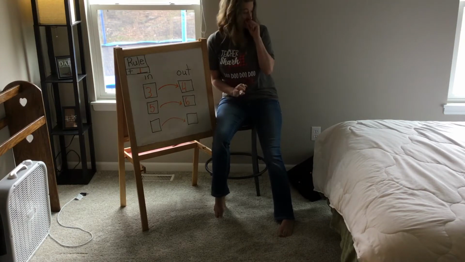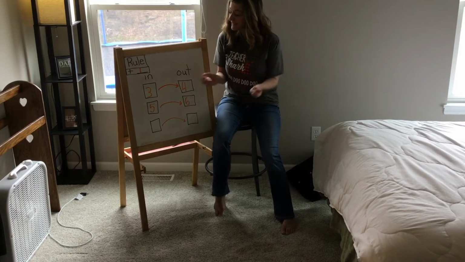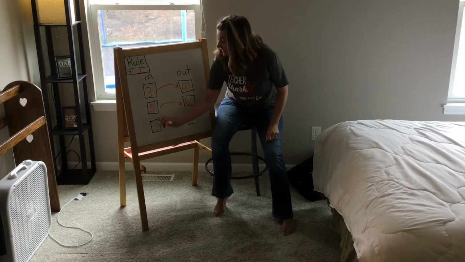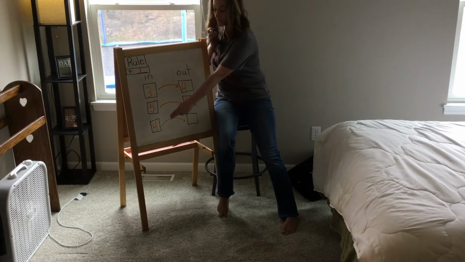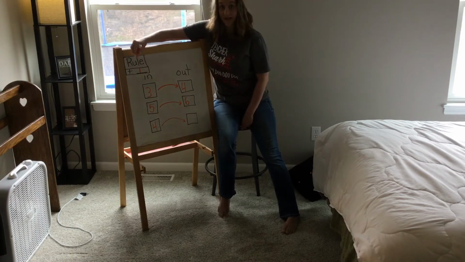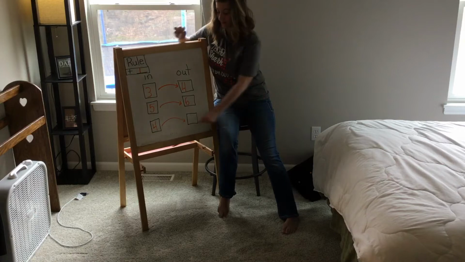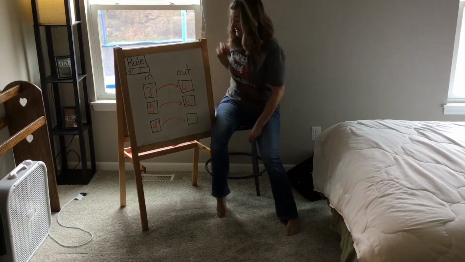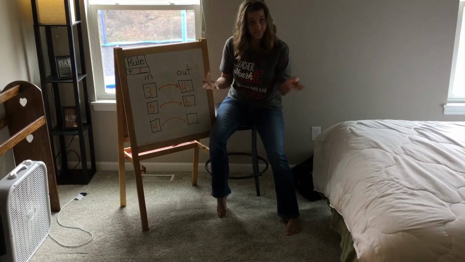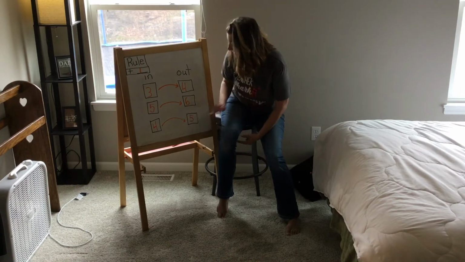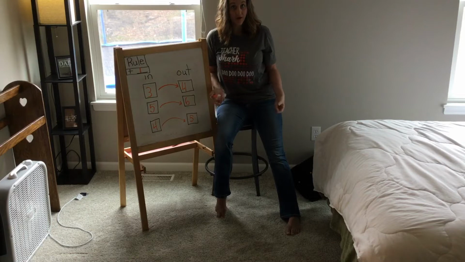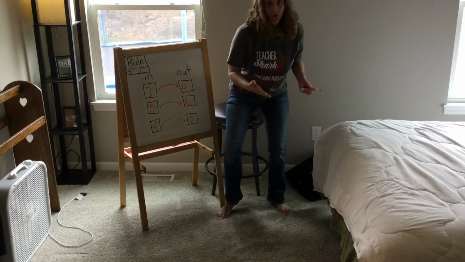Let's do another one. Let's put a 4 into the machine. 4 goes in. We apply our rule of plus 1. Coming out the other end, we're going to get a 5. Because 4 plus 1 equals 5. Okay? Let's try this again with a new rule.